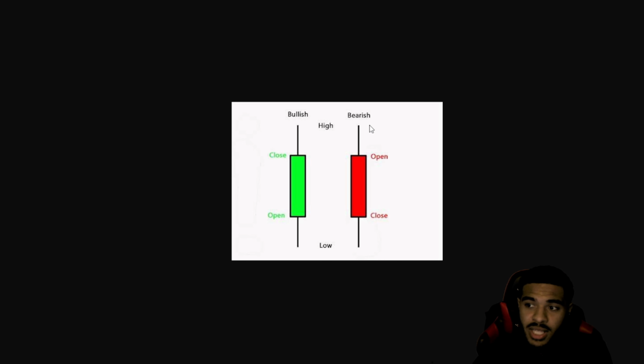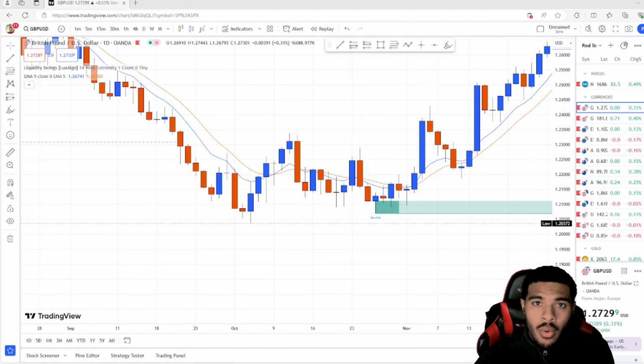For a bearish candle, obviously the top wick is the highest the price has been, and the bottom wick is the lowest the price has been. The only thing that's different with a bearish candle is that the close will be lower than the open. So it will open and then the close will be lower. This is the body of the candle. You get it?